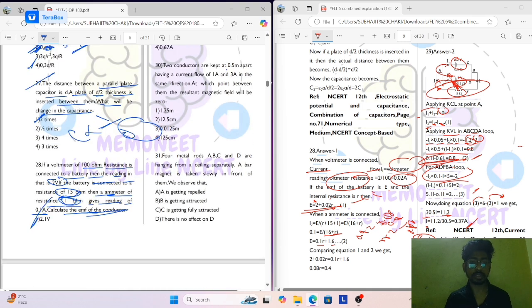Two conductors are kept 0.5 meter apart, having currents of 1 ampere and 3 ampere in the same direction. At which point between them will the resultant magnetic field be 0?